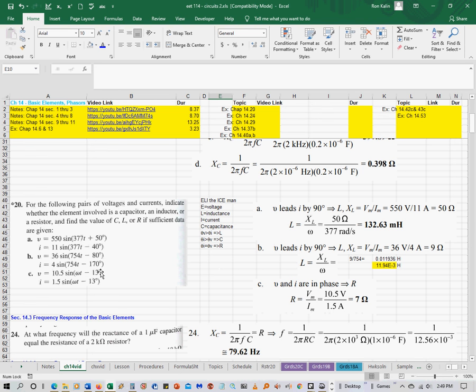Needless to say, if these two numbers are equal, that means it's purely resistive. V and I are in phase, so it's resistive. And then R just equals V sub m divided by I sub m, which is 10.5 divided by 1.5 equals 7 ohms.